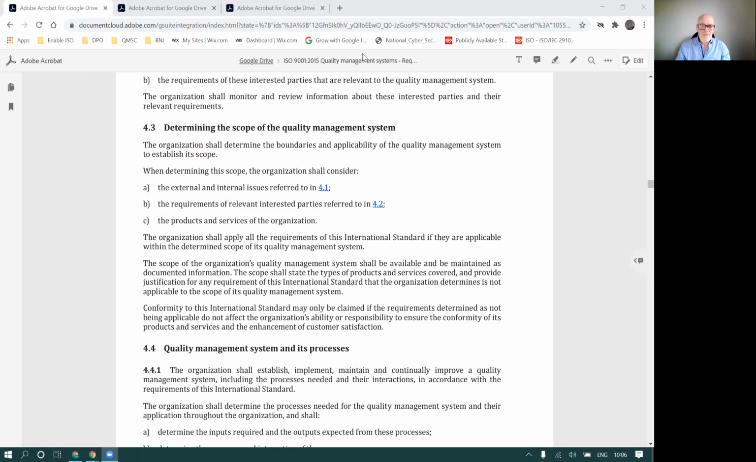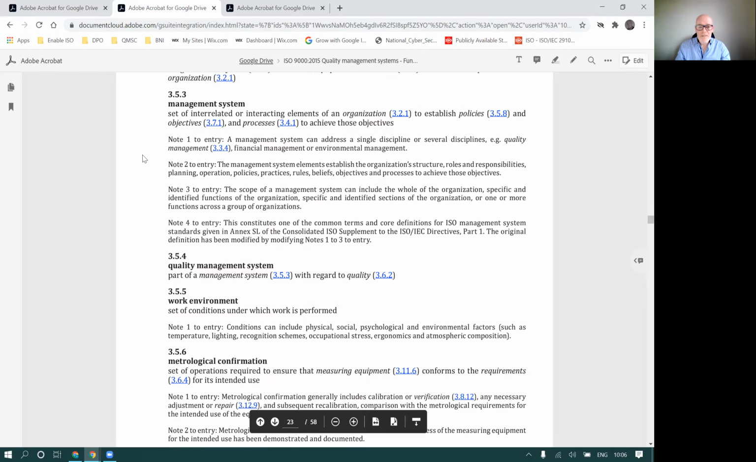I'd just like to take this briefly just to support our interpretation at the moment, very quickly, just to look at a couple of other things. Firstly, ISO 9000 describes a management system at clause 3.5.3. It describes it as a set of interrelated or interacting elements of an organization to establish policies and objectives and processes to achieve those objectives. Importantly, at this clause, there are a number of important notes which help you understand what it is an auditor is going to be looking for when they read a scope statement or equivalent.